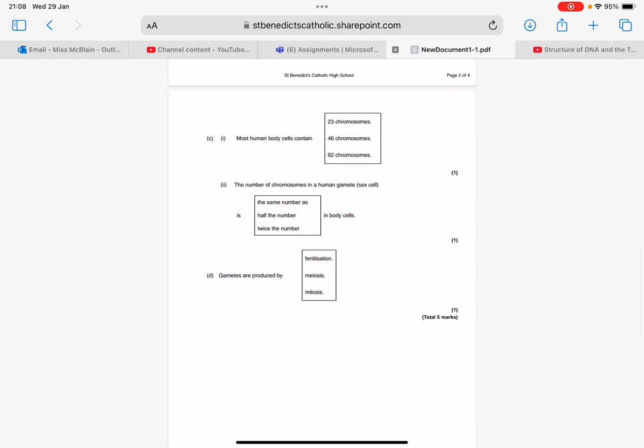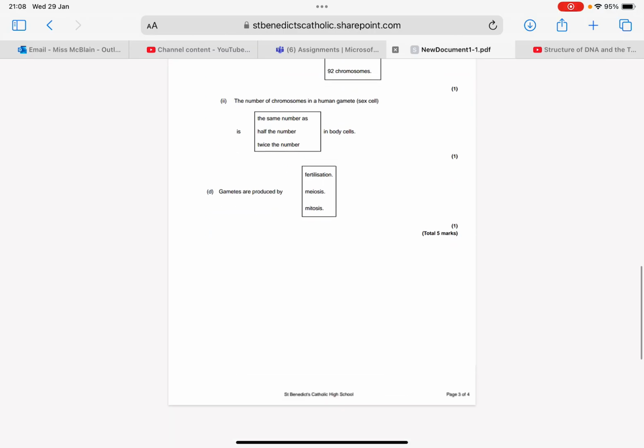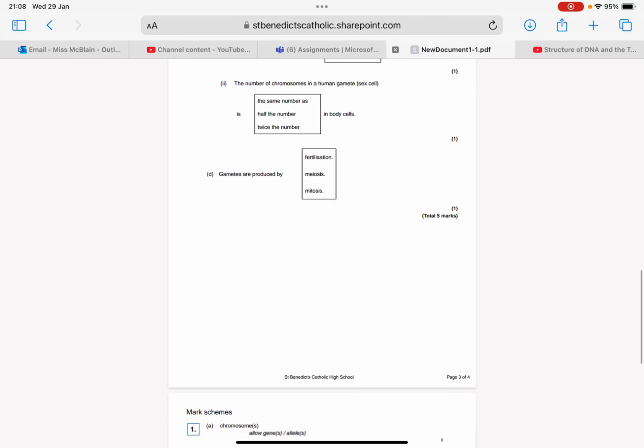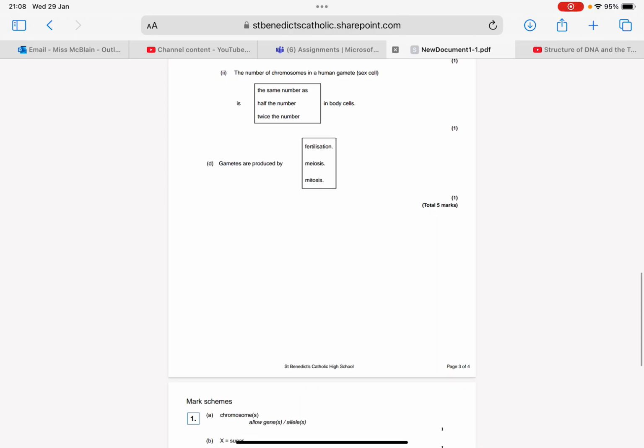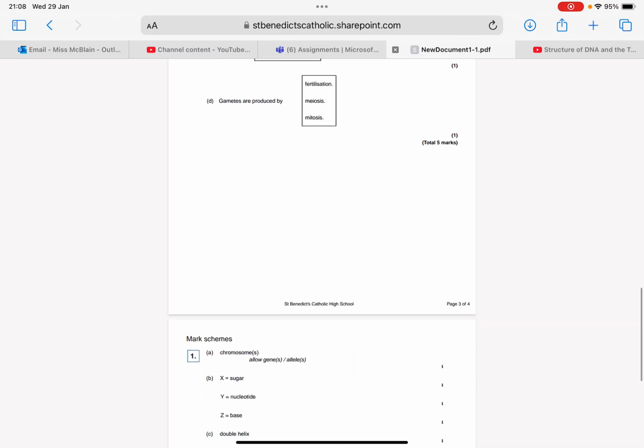The next question, the number of chromosomes in a human gamete, so sex cells, is it the same number as in body cells, is it half the number as in body cells or is it twice the number as in body cells? The last one, D, gametes are produced by, is it fertilization, meiosis or mitosis? So if you want to pause the video, Leon, write the answers to the questions if you haven't already, and then I'll go through the answers.